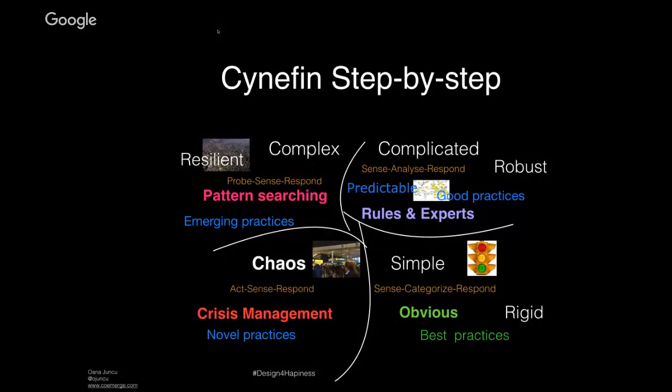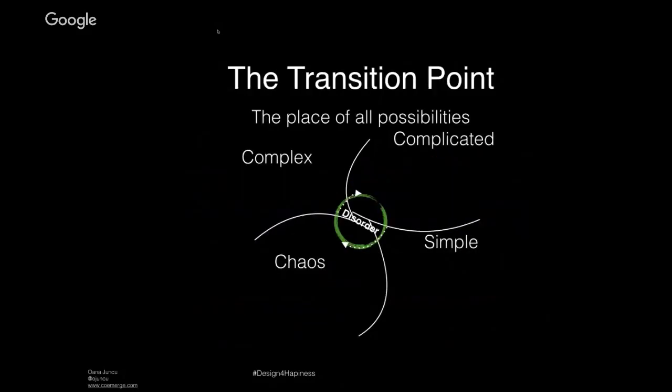Okay, so this is going through the Cynefin step by step. Of course, complex, resilient, favorite for agilists, because we consider our organization as being complex. There's a sweet spot, or the mystery spot, I would say, in the middle of the Cynefin, which is the disorder, the transition point, the place of all possibilities. Because from any state, we can trigger to another state in a very easy way.